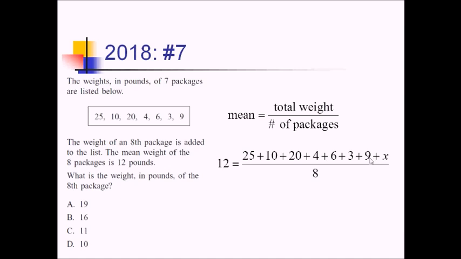And one other thing I'm going to do to make my life a little easier, I'm going to multiply both sides by 8 to get rid of this 8 down here. So 8 times 12 gives me 96. So when the dust settles, I've got 96 equals, all these combined was 77 plus x. Now I just have to subtract 77 to solve for x, and that's going to give me 19. So 19 pounds, choice A.